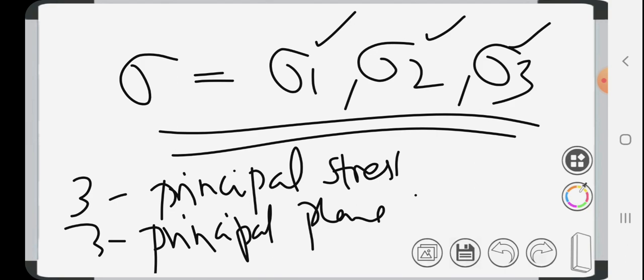Hence, with each sigma, that is sigma 1, sigma 2, sigma 3, there will be an associated plane. These planes, on each of which the stress vector is wholly normal, are called principal planes, and the corresponding stresses are principal stresses. Since the resultant stress is always along the normal, the tangential stress component on a principal plane is 0. Okay.